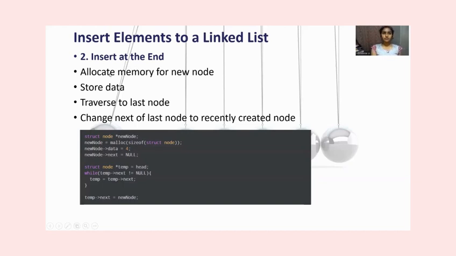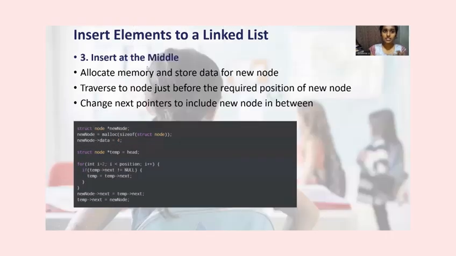Insert at the end. Allocate memory for the new node, store data, traverse to the last node, change next of the last node to the recently created node. This is explained in this part of the program. Insert at the middle. Allocate memory and store data for the new node, traverse to the node just before the required position of the new node, change next pointers to include the new node in between. And then again, this is the program for whatever I explained.